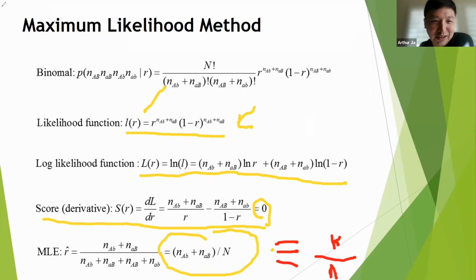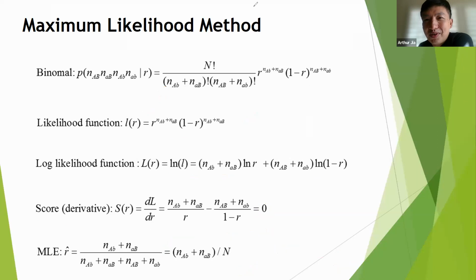So now I think I made it clear why we use binomial distribution here to help us with our backcross design. Any questions here? Very good. Okay, let's move forward.